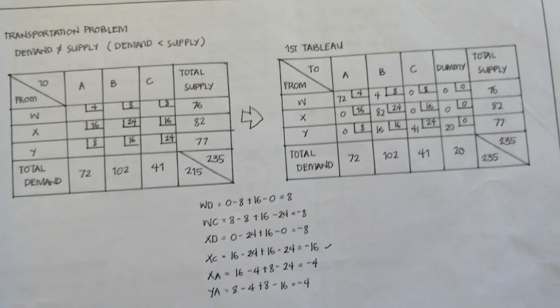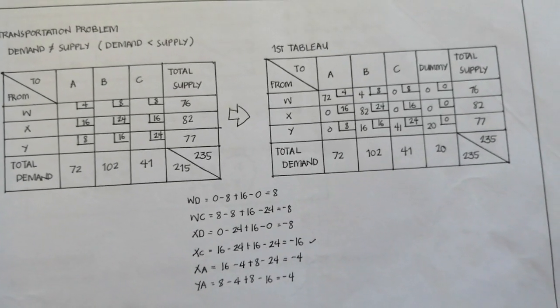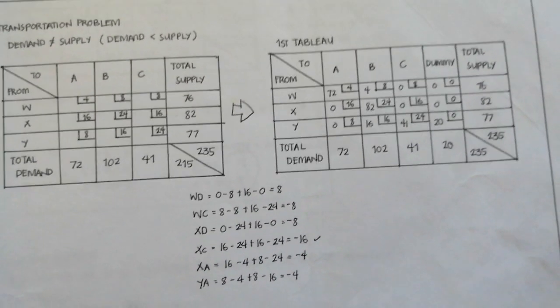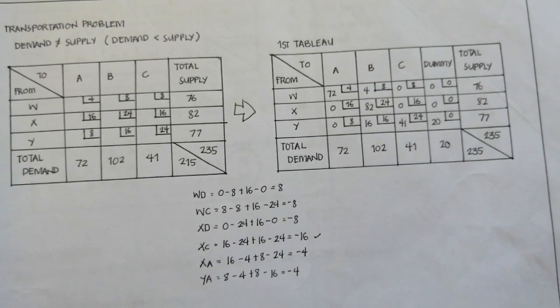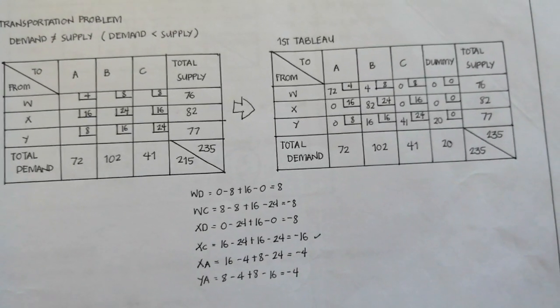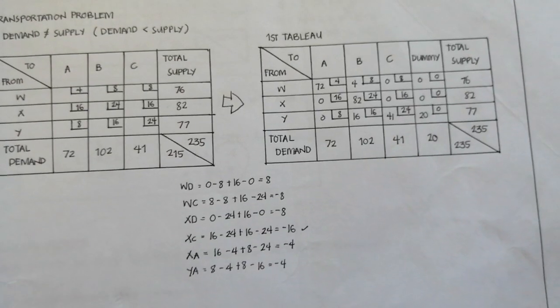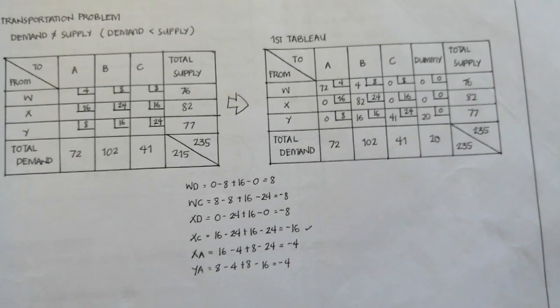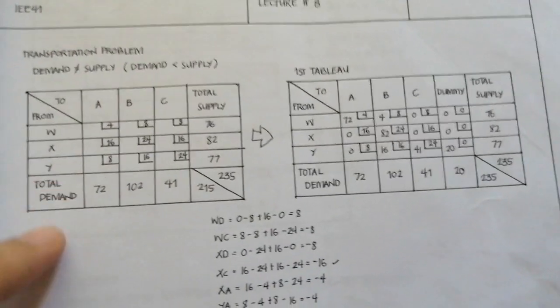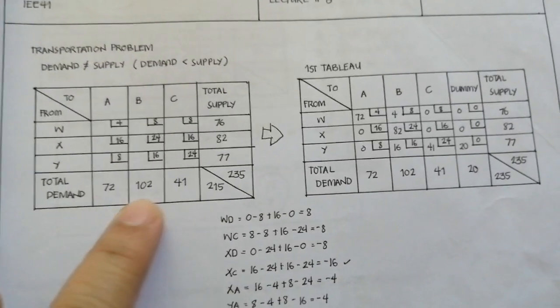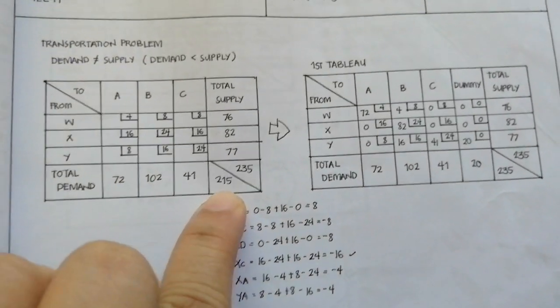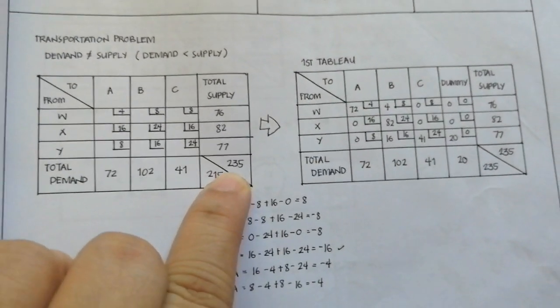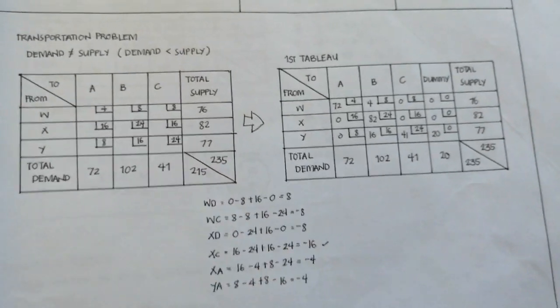Last time we discussed the transportation problem where the demand is equal to supply. So what if the demand is not equal to supply, meaning the demand can be greater than the supply or the demand can be lesser than the supply? So let's have this example. If we try to look, the demand is 215 and the supply is 235.